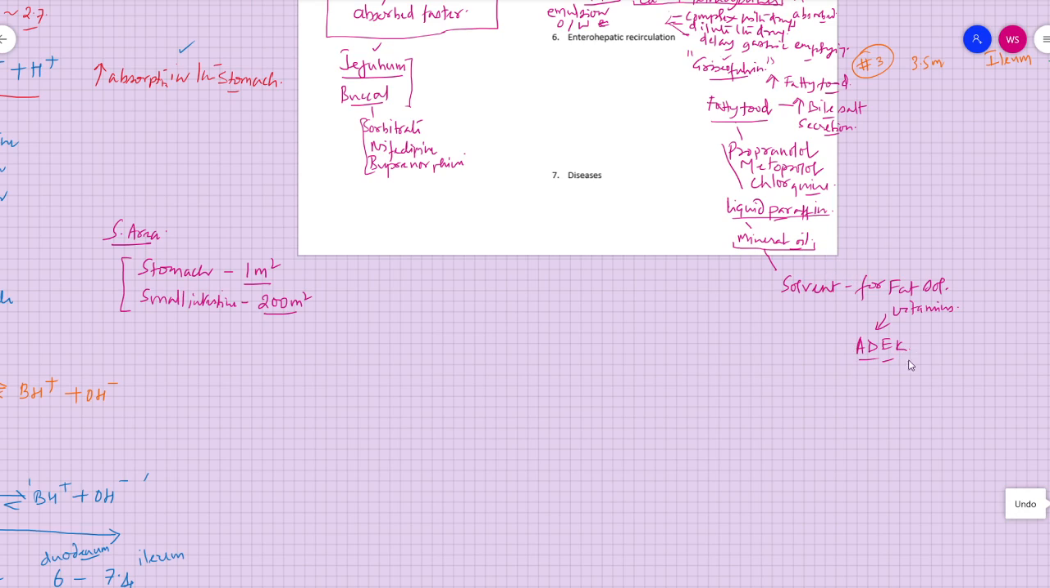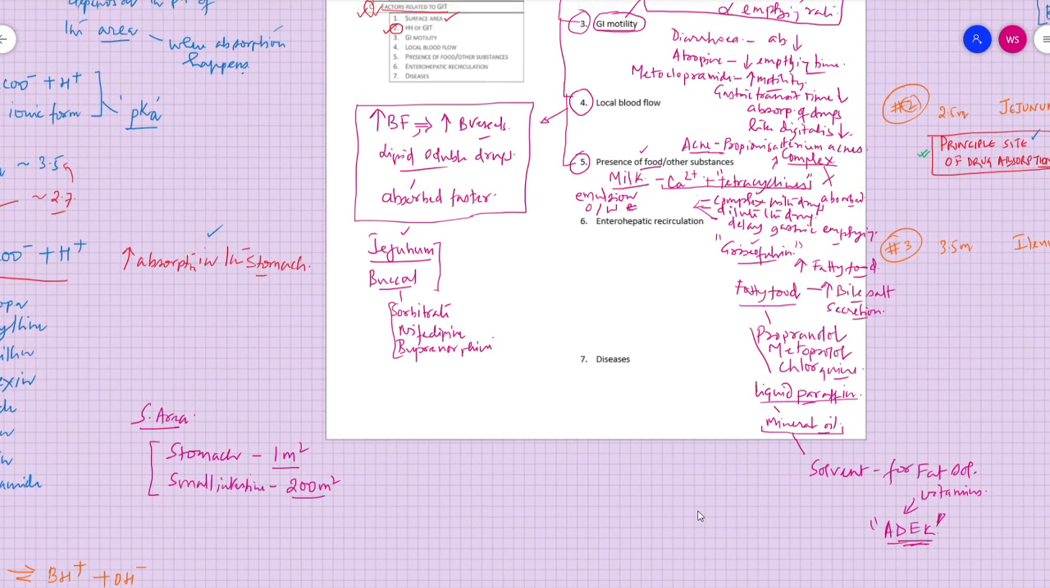And then what would happen is this mineral oil, as we said, is not absorbed, so it would be passed out of the GIT, taking away with it these vitamins. So again, the absorption of vitamins: if you're concurrently taking vitamin supplements along with liquid paraffin, then the absorption of those vitamins would be compromised. So all in all, we have talked about the presence of food.